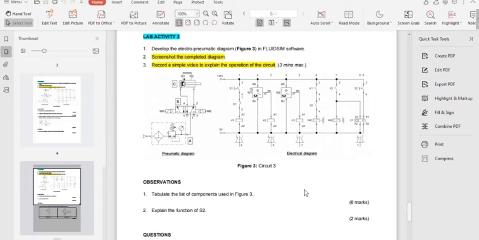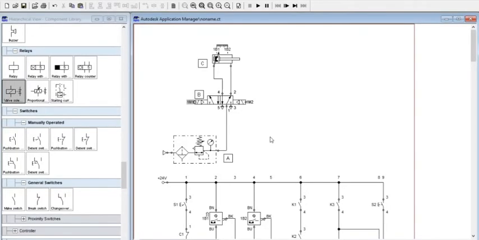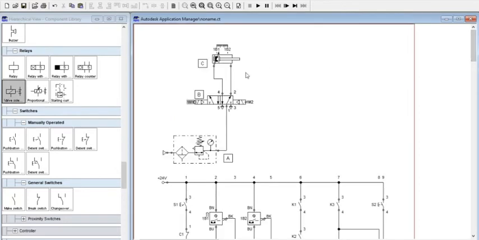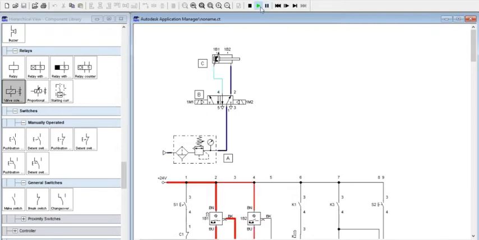So let's see, I explain the operation of the circuit. This is the electro-pneumatic system that I have built in FluidSIM software. Here we can see the original position of the electro-pneumatic system. This one is the pneumatic diagram and this one is the electrical diagram. First we run the simulation. First I explain the pneumatic diagram.